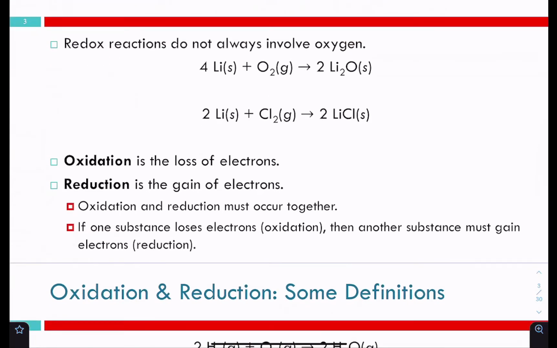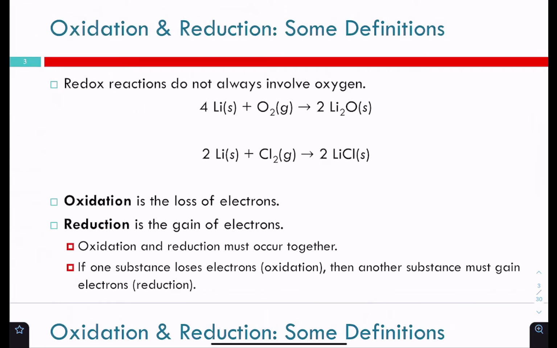But redox reactions don't have to involve oxygen, because the definition is just a loss or gaining of electrons. So here we can have lithium reacting with oxygen, right? That's a redox reaction. Here, lithium reacting with chlorine, not involving oxygen, also an oxidation reduction reaction. And from now on, I'm going to say redox because it's way faster.